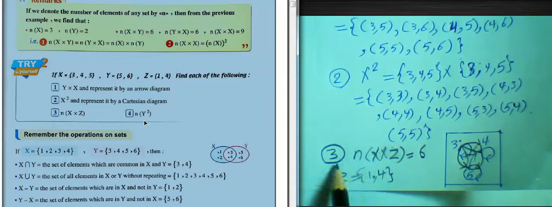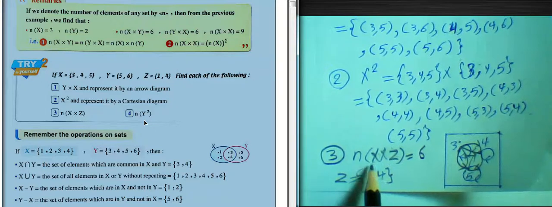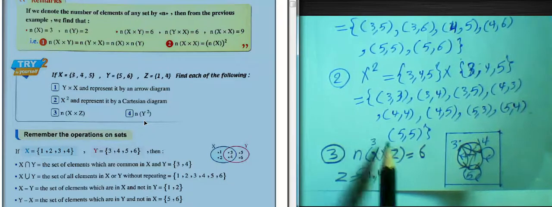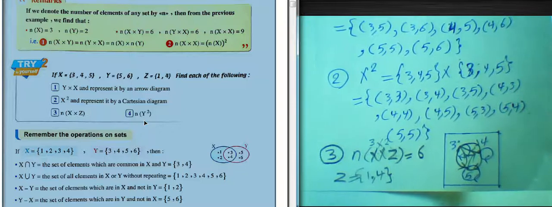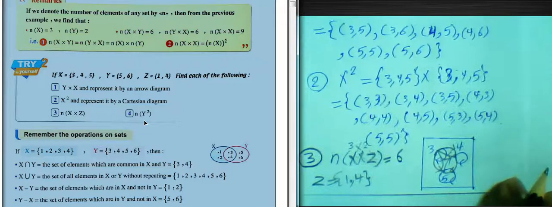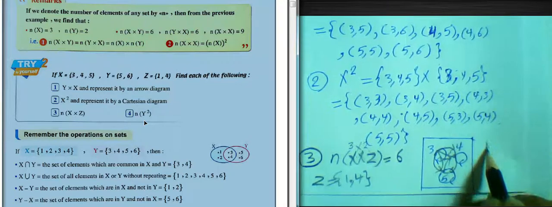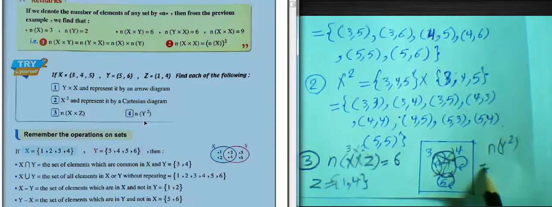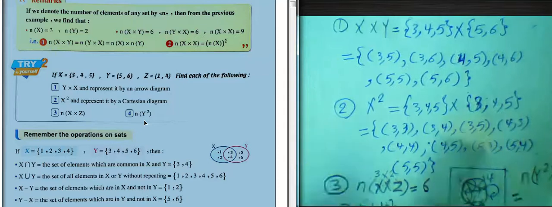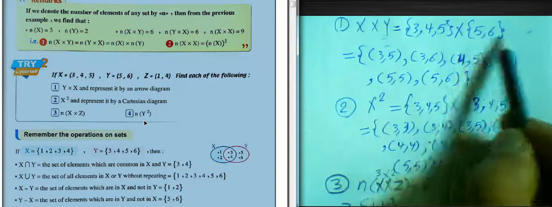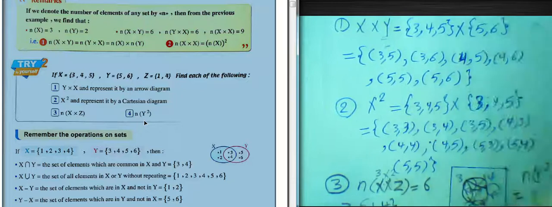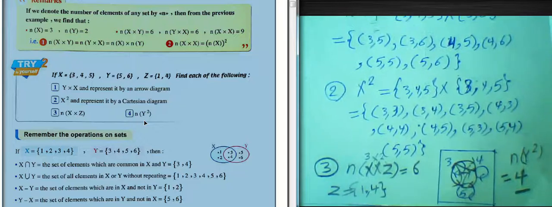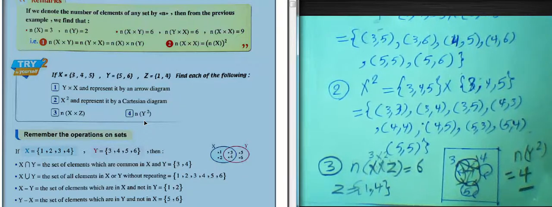Again, when you want to solve this question, you must find the number of elements of x. X has 3 elements and z has 2 elements, so 3 times 2 equals 6. And what about the number of y power 2? Who can solve it? It's very easy for you. Look at with me. Y has 2 elements, so the number of y power 2 equals 4. It's easy for you. Understood?